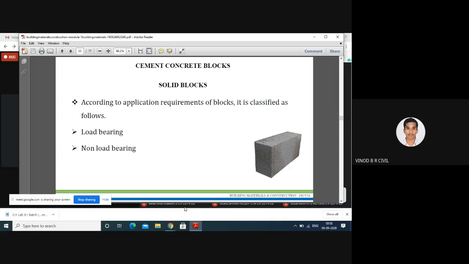According to the application requirement, blocks are classified as load bearing and non-load bearing. Load bearing means it can take up the complete load, and non-load bearing means especially partition walls and composite walls where the loads are not acting too much. That is also called a non-load bearing wall or non-main load wall.